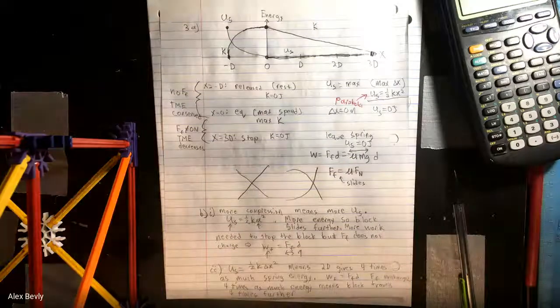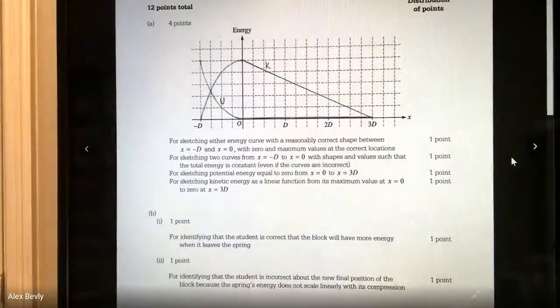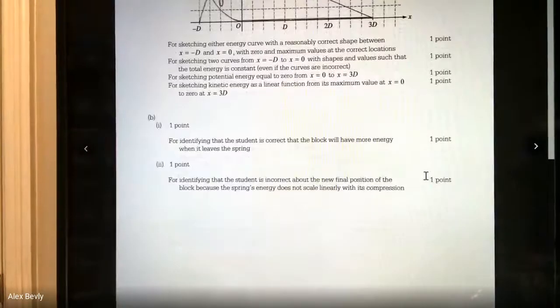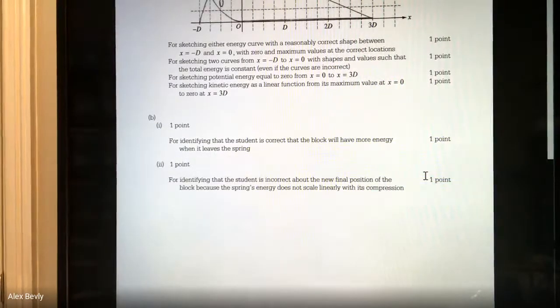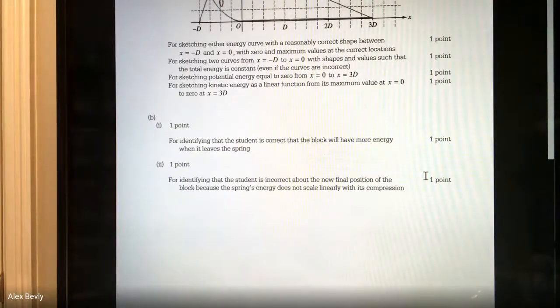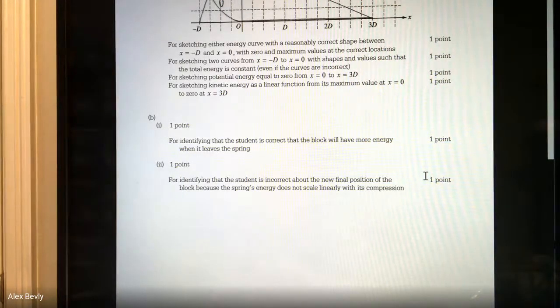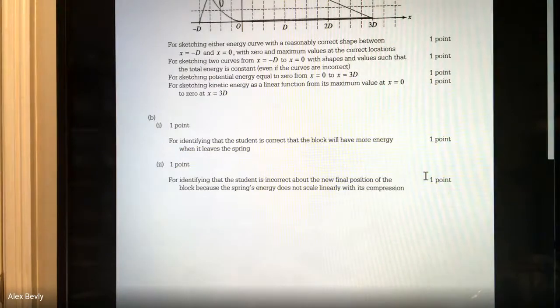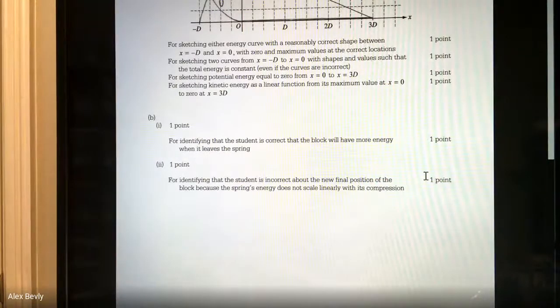All right, so let's check the key. Each one of these is worth 1 point. Identifying the student is correct that the block will have more energy when it leaves the spring. So as long as you said the block has more energy when it leaves the spring, that was enough. It would be good to write that equation. And then they're incorrect that the new position is going to be exactly twice as far and does not scale linearly.